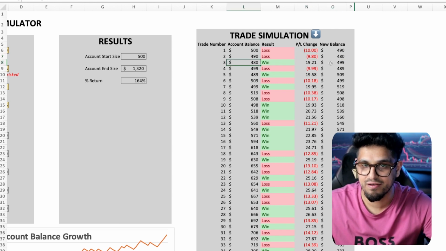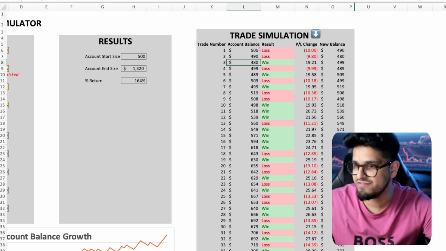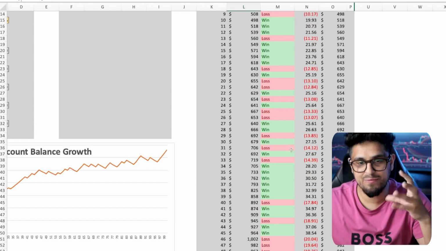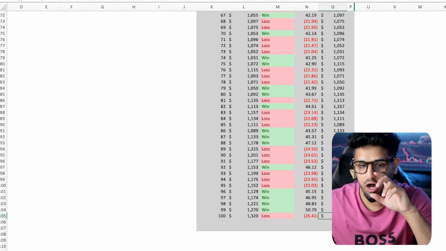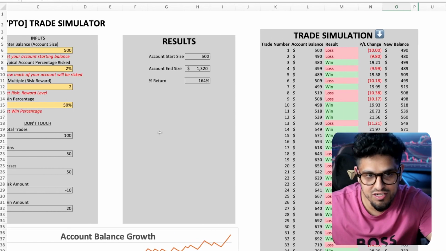Now you get a win, but remember, now your win is slightly smaller than if you won on a $500 account, because your account's got slightly smaller because you lost the first 2 trades. And you keep going, you keep going, you keep going, and you see that eventually your account sits after 100 trades at $1,294. But here's the beauty.